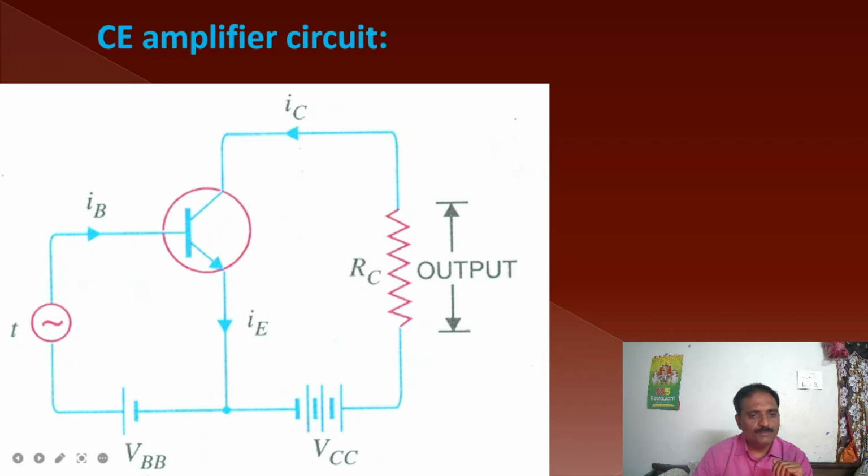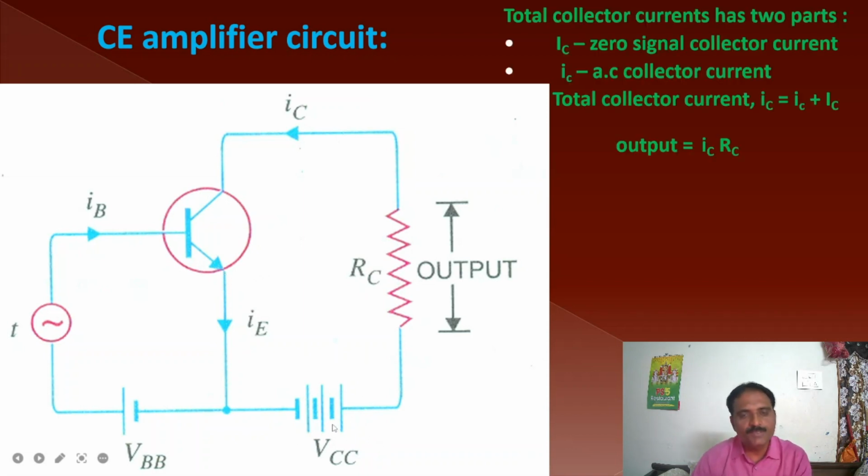Here VBB is the biasing voltage for the base emitter circuit, and this is the small AC signal which is to be amplified. VCC is the biasing voltage connected in the collector circuit, and this will be in reverse bias mode. The negative terminal of VCC is the supply voltage given to the collector and emitter circuit. Here this junction is going to be reverse biased for this amplification purpose.